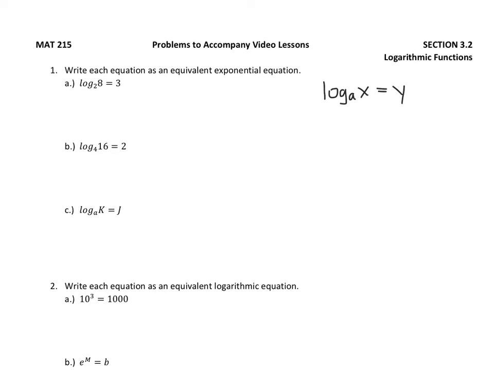Let's begin by reviewing how we convert between exponential equations and logarithmic equations. How do we go back and forth between the two representations? Well, let's review what a logarithmic expression or equation represents. When we see a logarithmic expression, we should remember that it represents an exponent.